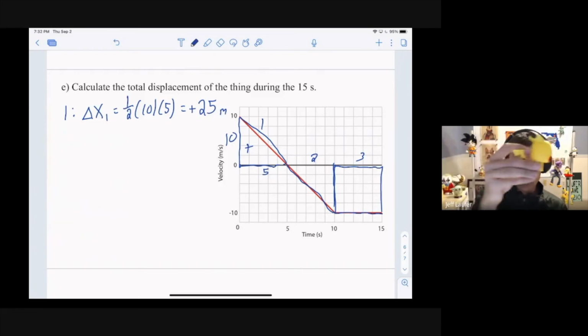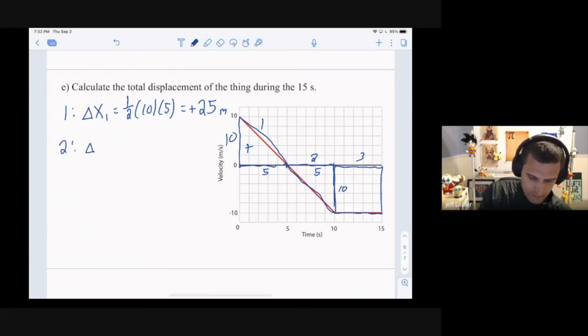But it's going to stop, because here at time equals 5 seconds, the object stops and then turns around. So it gained positive displacement, but now it's turned around, so it's going to lose displacement. It's going to go back to 0. And I have this triangle over here. This is 5. This is, again, 10. So area 2, displacement 2 here, is going to be 1/2 times 5 times -10, because the height is -10. And that's going to be -25 meters.